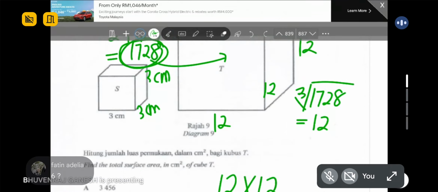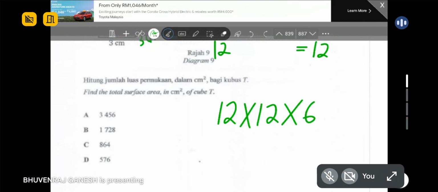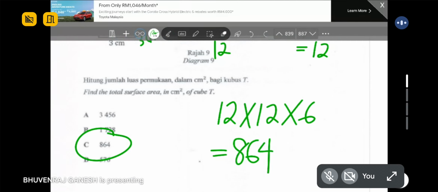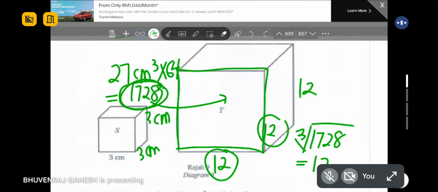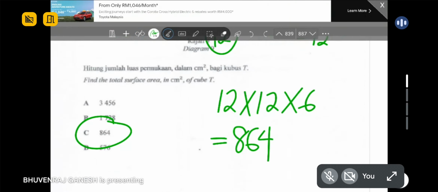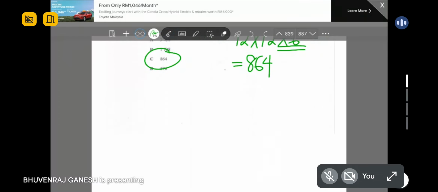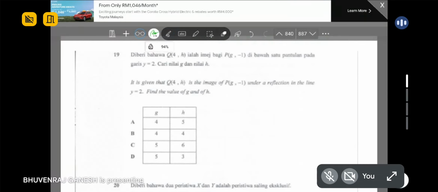Cube. Yeah. Total surface is 6. So I times 6. So it's 12 times 12 times 6. So the answer is 864, C. Okay? Dapat guys? Because the area of 1 square, 1 segi 4 sama is 12 times 12. So you have 6 square, 6 segi 4 sama. So that's why kena darab 6 lah, times 6. Okay? That's all. Okay, next one.